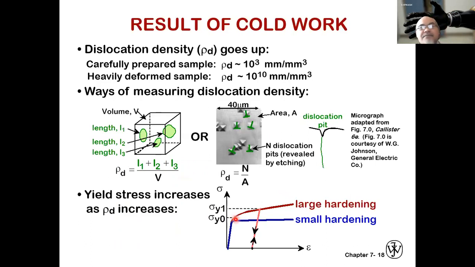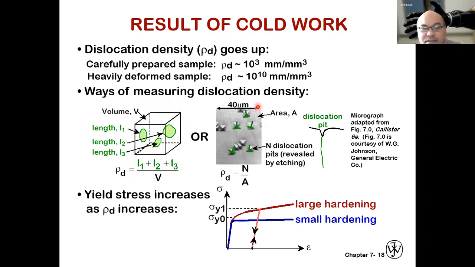Dislocation density goes up. In a carefully prepared sample it is 1,000, and a heavily deformed sample could go up to 10 billion per cubic millimeter. How to measure the dislocation density? Within a single volume like this, how many do we have? For example, we have these 3 dislocations. The density of the dislocation will equal the length of the first dislocation plus the length of the second dislocation plus the third dislocation length, divided by the total volume.